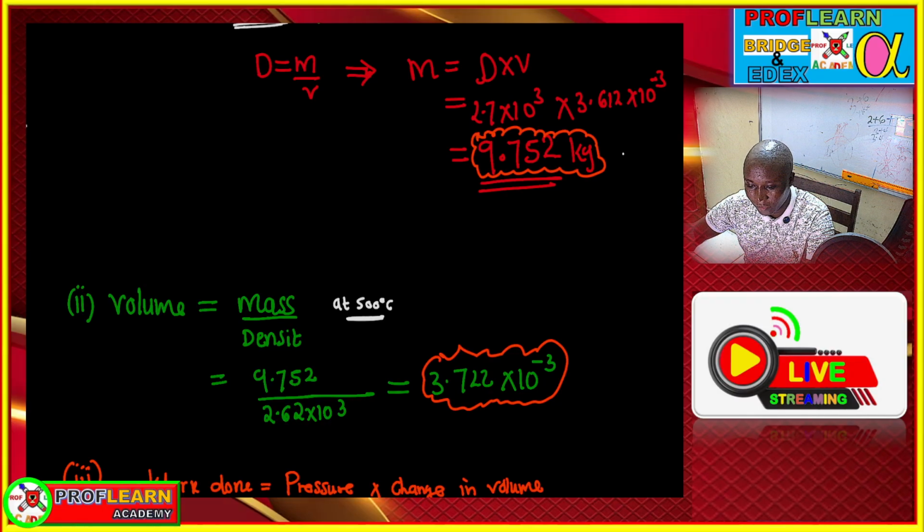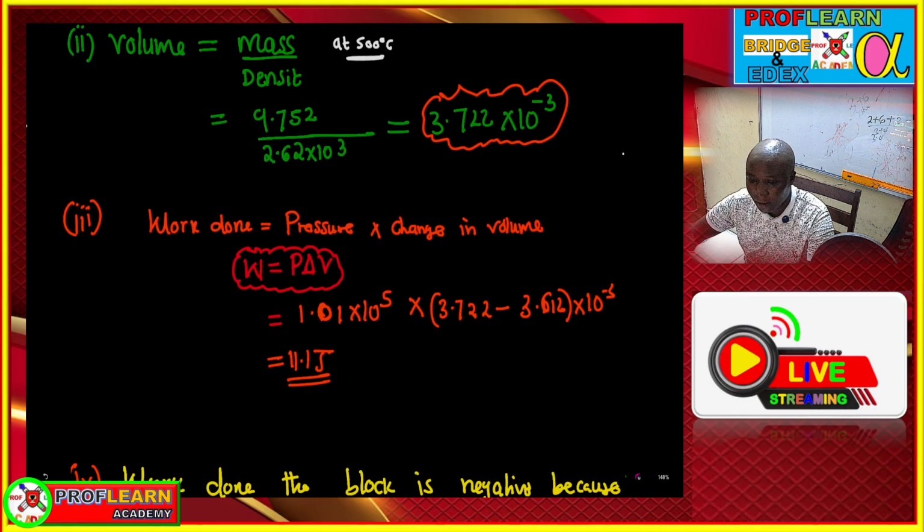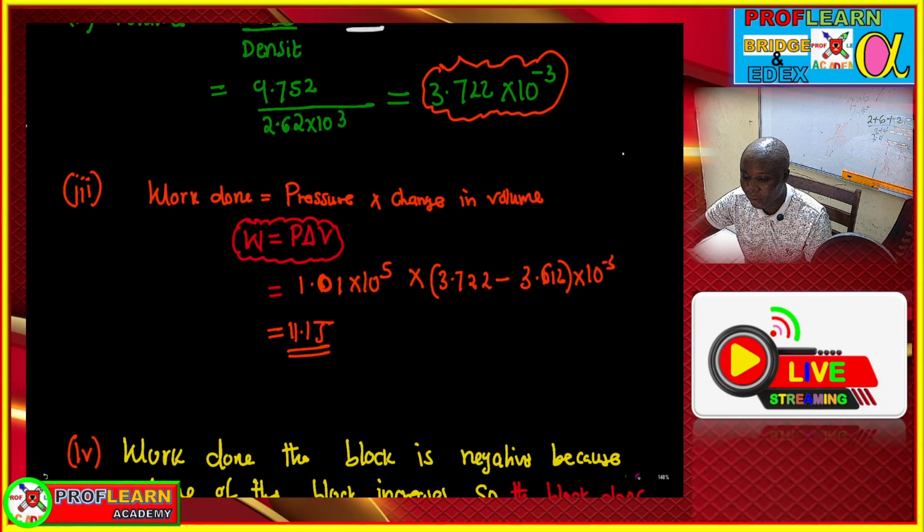All right, so moving to the next bit, you are supposed to calculate the work done, determine the magnitude of the work done. Something that a student ought to remember here is that work done is equal to the pressure of a gas times the change in volume. So if you use the pressure that was provided and subtract the two volumes, you'll get the change in volume, and then the value we get is 11.1 joules.